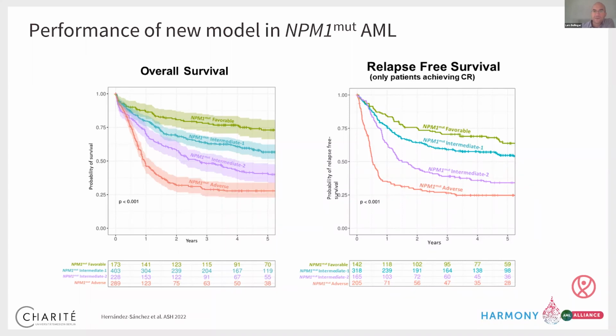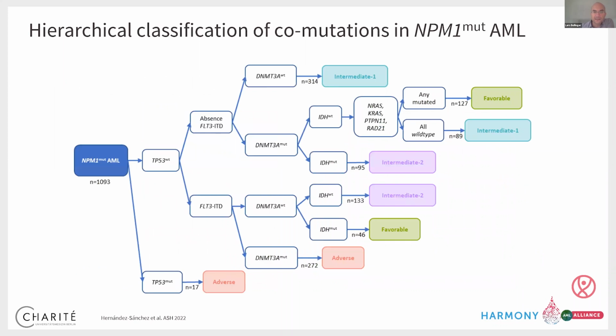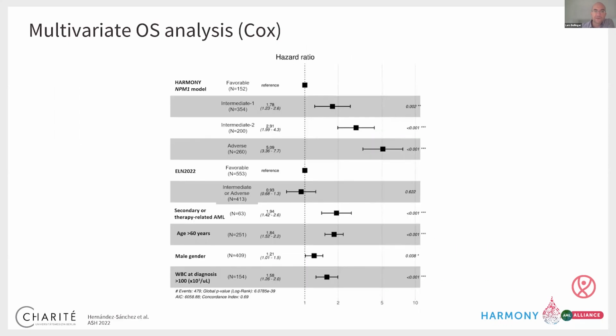And the most important finding here was that, again, NPM1 mutant cases that are P53 wild type, if they have a P53 mutation, they all do not do very well. If they come with a FLT3-ITD and have an additional DNMT3A mutation, then they are definitely also not doing well and should be considered an adverse outcome group. And multivariate analysis confirmed the model.